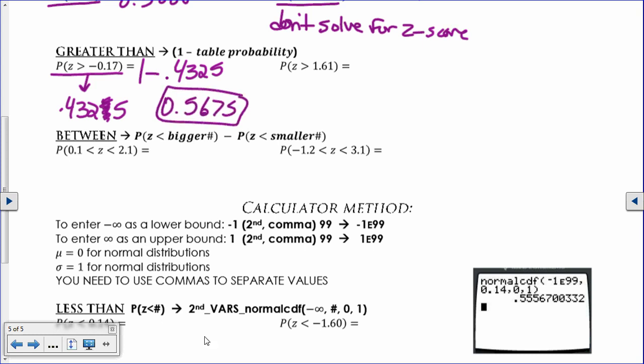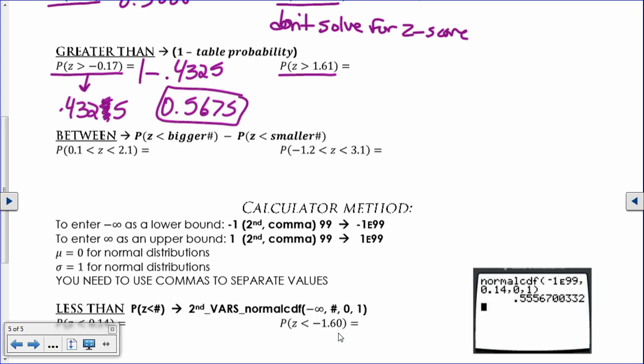0.5675. That's how you get the result for a greater than: 1 minus the less than from the chart. Right. Same thing over here. Did they give me the data point or the z-score? Say again. What's wrong?